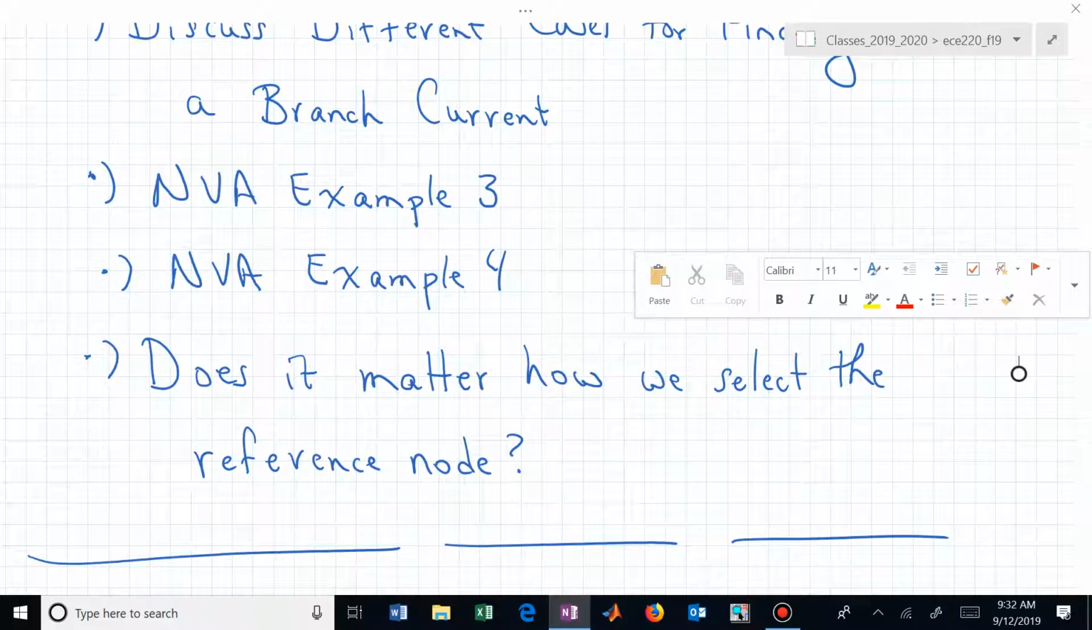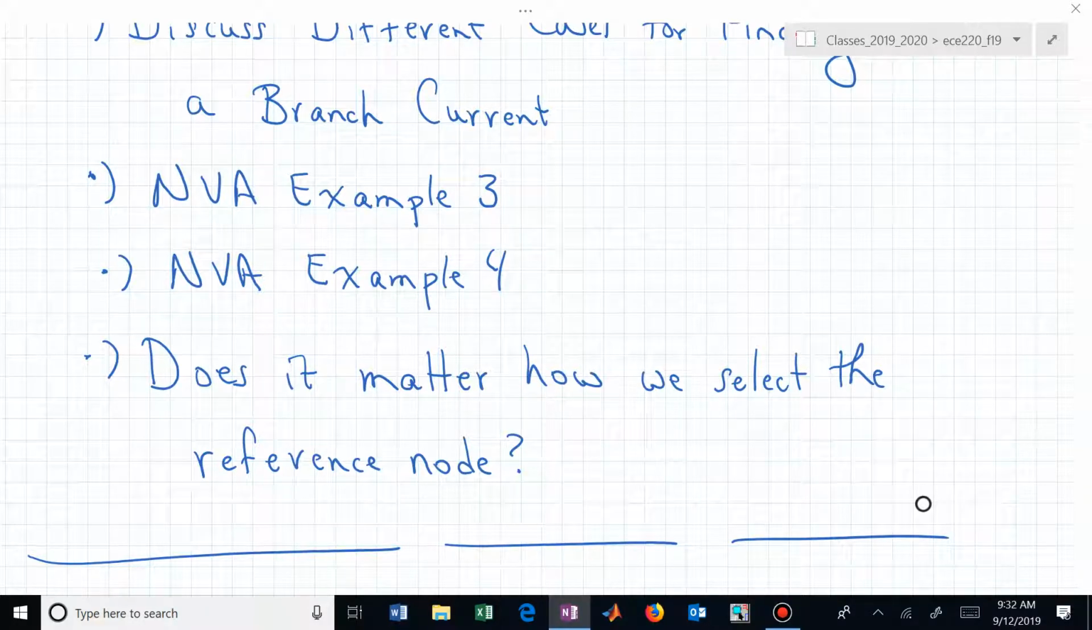Then we'll look at 2 more examples of performing node voltage analysis. And in this process, we are going to be selecting a reference node or a common, and we'll probably just indicate it by a ground symbol in our circuit.